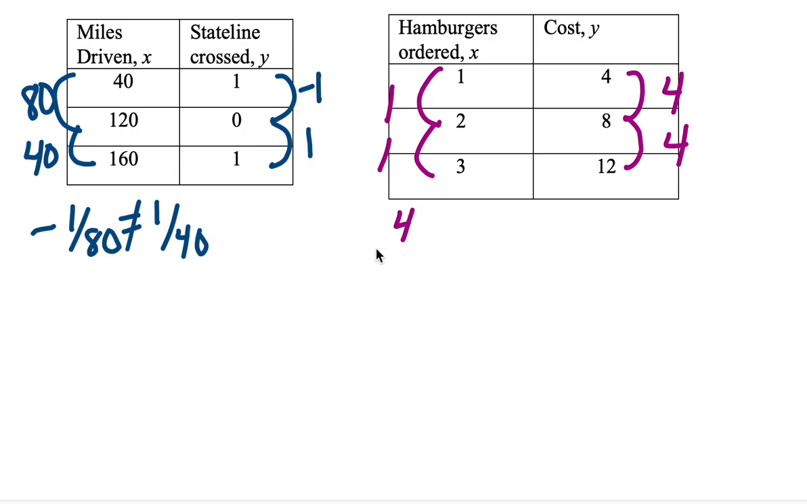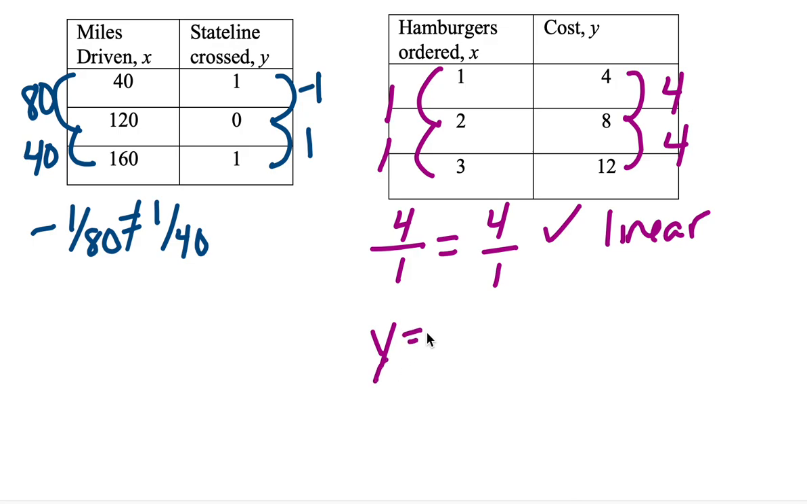And again, I'm going to look to see my cost over the hamburgers ordered. So here I'll have 4 over 1, and on the second piece of information, 4 over 1, and they equal each other. So yes, this is going to be a linear function, and I'm going to have that rate of change as 4. So to write an equation, I would write that y equals 4x.